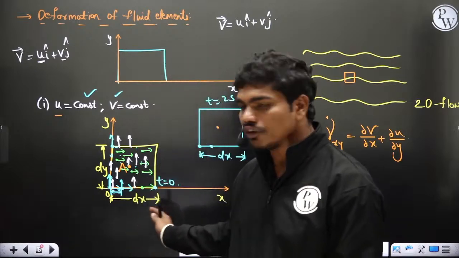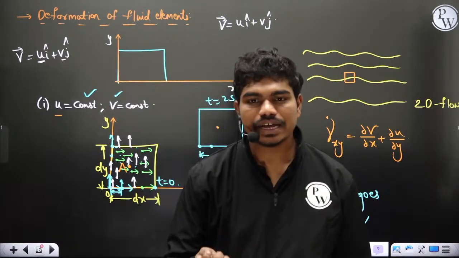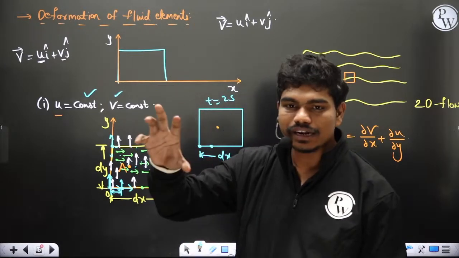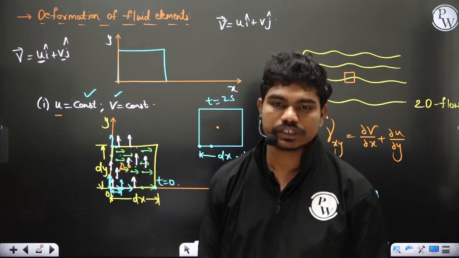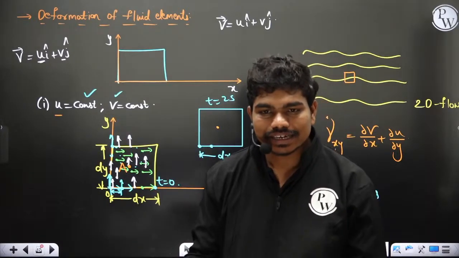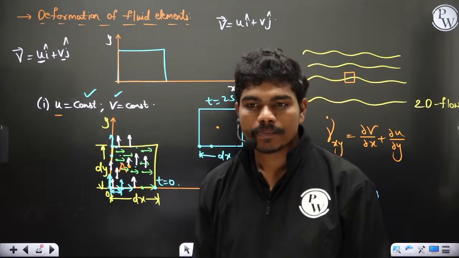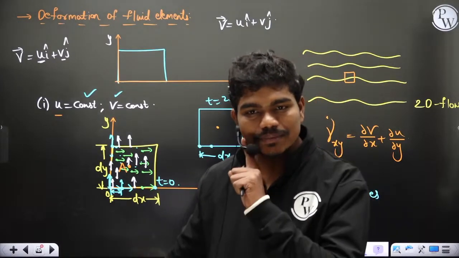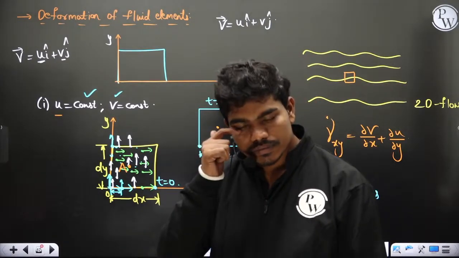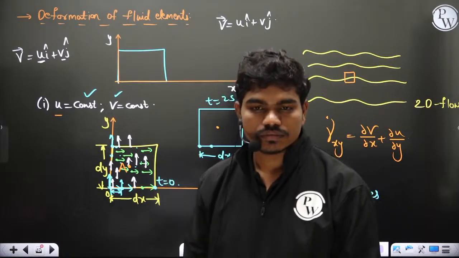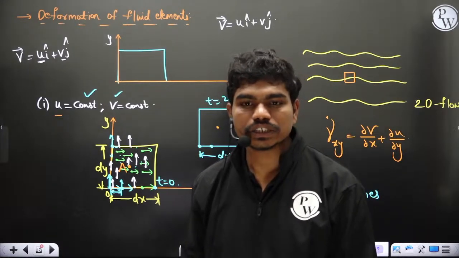This is actually the case of pure translation when u and v are constants, because every particle gets displaced by equal amounts, so that you cannot see anything changing. Is this clear to you? So please type in the chat box. Yes or no?